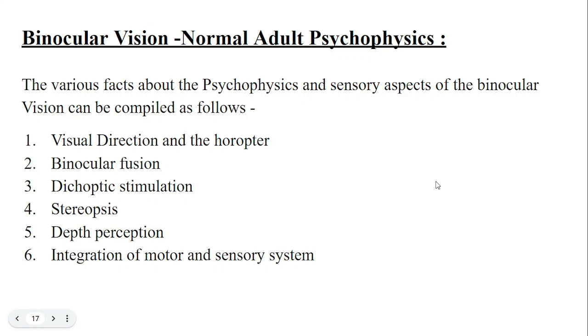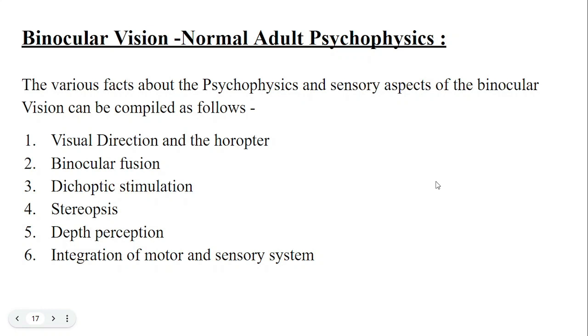Depth perception. Depth perception is the ability to perceive the distance between objects and to see the world in three dimensions. It is critical for tasks such as judging the distance to objects, catching a ball, and navigating through a complex environment.